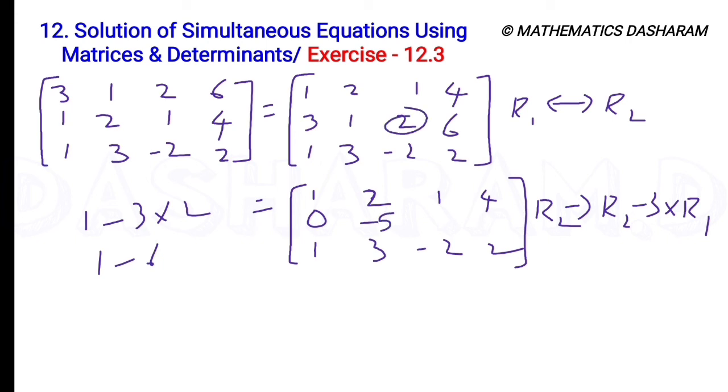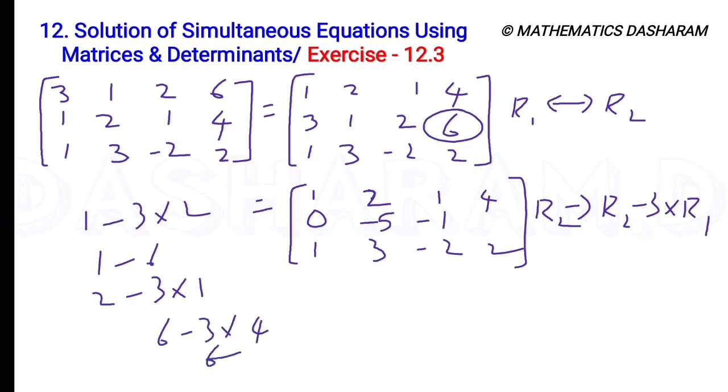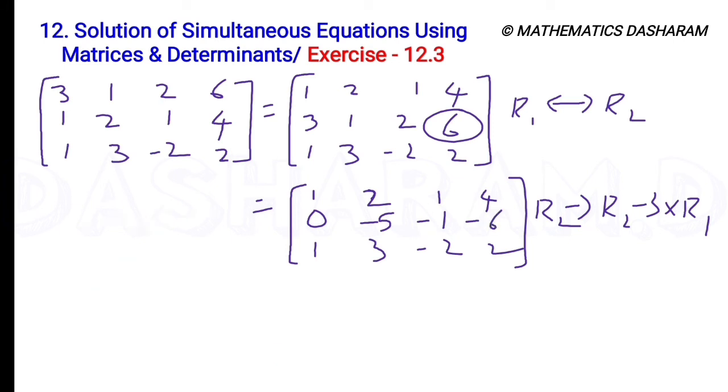2 minus 3 into 1, so 2 minus 3 into 1, minus 1. Next 6 minus 3 into 4. So 6 minus 3 4s are 12, so it is equal to minus 6. Next we need 0 at that place. So it is equal to 1, 2, 1, 4. Next 0, minus 5, minus 1, minus 6.